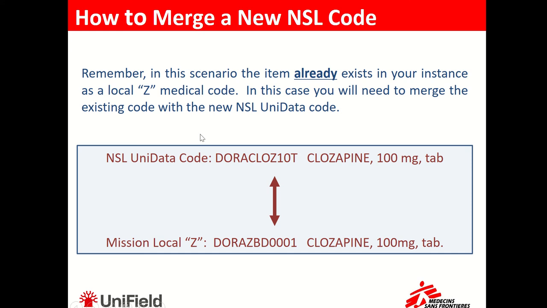Once that happens, the part that needs to be encoded in Unifield is what we're going to demonstrate today: once you have validation and approval to go ahead and merge a code, how do you do that in Unifield? For today's example, the mission has a local Z code with a DORA ZBD01 for clozapine, and we've been informed that the non-standard local Unidata code that has been created at HQ and synchronized to the mission is this DORA code here. So now let me go to Unifield and I'll show you the process there.